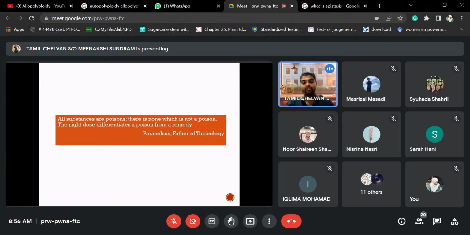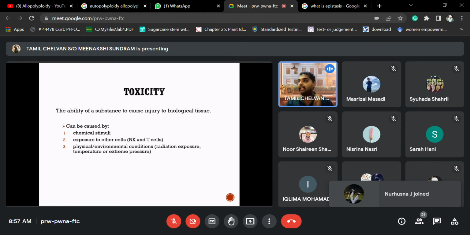It's not just food, it's not just medicine, it's also the food. Okay, if too much, it will be bad for your body. Okay. The ability of a substance to cause toxicity is the ability of a substance to cause injury to biological tissue. So in medical term or in a science term, toxicity, that is the meaning lah. Okay, if the substance ability dia kalau dia increase to certain level, it can cause injury to the biological cells.